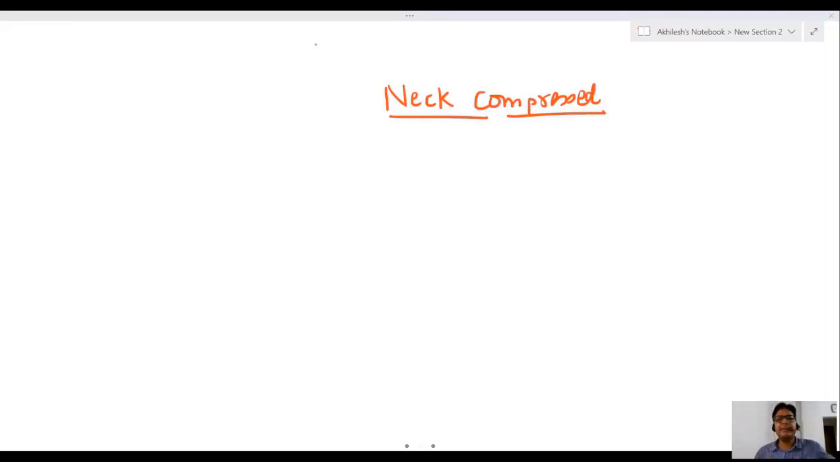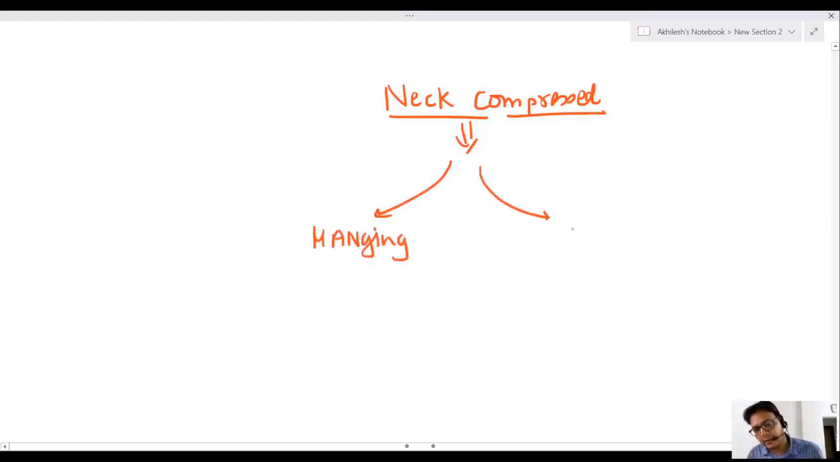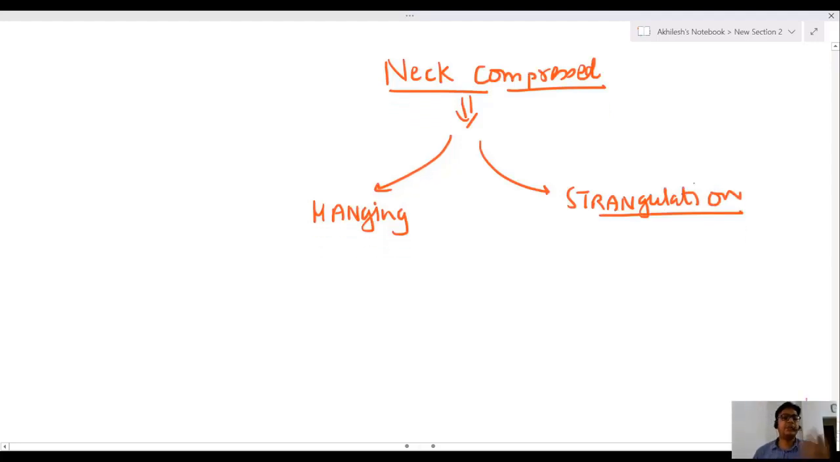Now I am coming to neck compression. Neck compression asphyxial deaths are of two types. One is hanging. Another is strangulation. In both cases, the neck is compressed. Sir, first we'll discuss hanging.